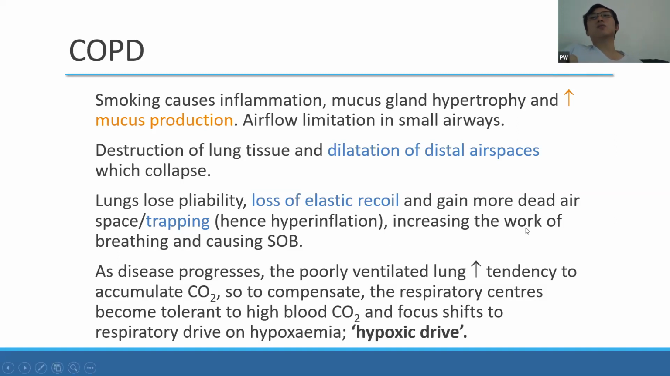And you see them panting really hard. They have to increase the work of breathing. It causes their shortness of breath. So basically, as COPD progresses, the poorly ventilated lungs tend to accumulate CO2. Imagine your lungs are really, really full of air. Take a deep breath. You're at 100% of your inspiratory capacity, and you're just taking tiny, tiny breaths in and out. Try it for yourself.